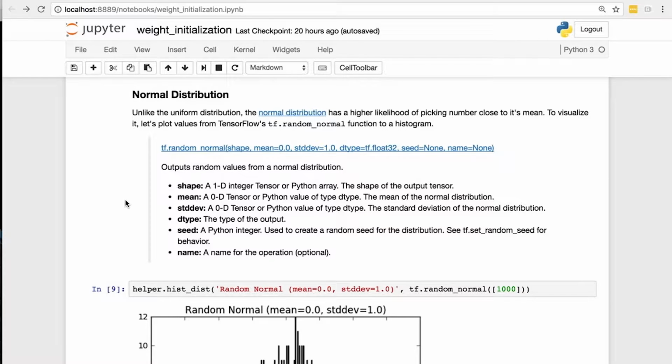Now I'm going to go over using a normal distribution for selecting our weights. So again, TensorFlow provides this function tf.randomNormal for us. What this does is it selects random numbers from a normal distribution. And again, we give it the shape and parameters like the mean and standard deviation, and then it'll just grab these numbers for us. And we can use these random numbers to initialize our weights.